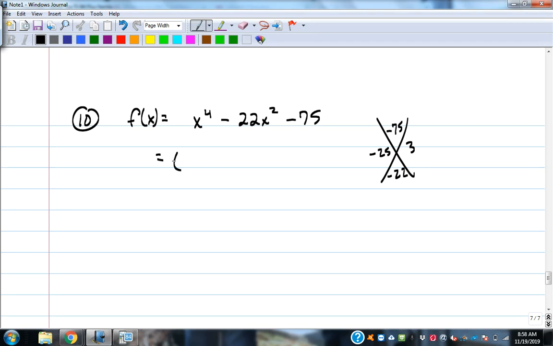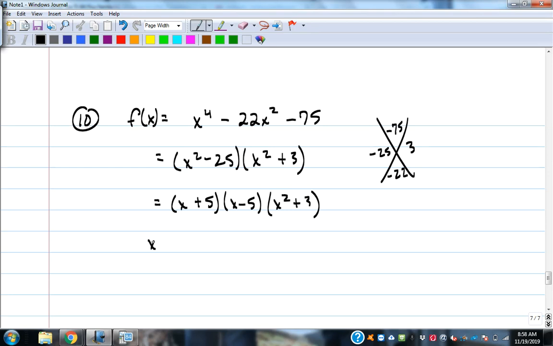So our factors would be x squared minus 25 and x squared plus 3. Using factoring, that would be x plus 5, x minus 5, and x squared plus 3. And so that would give us x equals -5, x equals +5, x squared equals -3, which would be x equals plus or minus i radical 3.